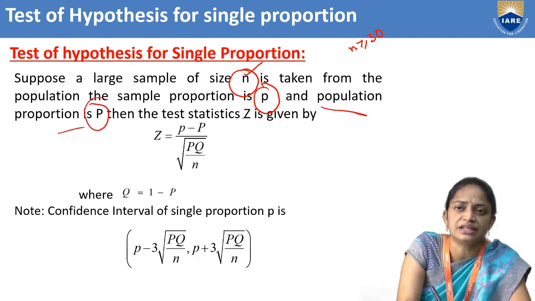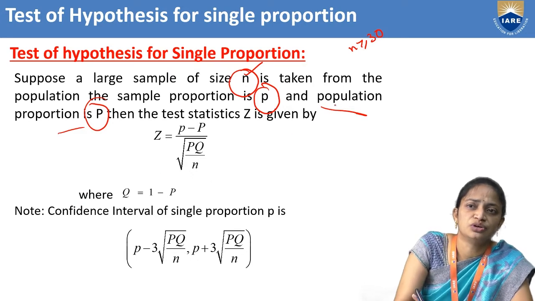Then the test statistic z is given by our formula. What is the formula in test of hypothesis for single proportion? The formula is z equal to small p minus capital P divided by the square root of PQ by n, where Q equal to 1 minus P.